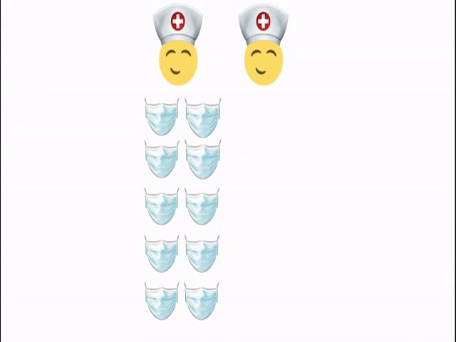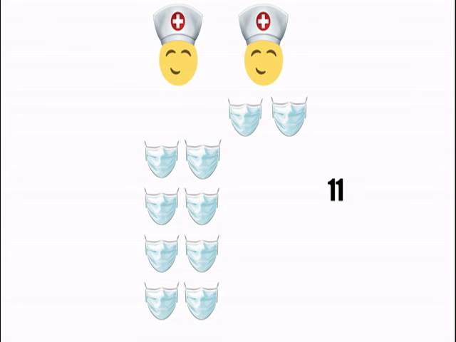We could give 10 masks to the first nurse and 0 to the second, or we could give 9 to the first and 1 to the second, or we could give 8 to the first and 2 to the second, and so on. And if we go through all the possibilities, we'll see there are 11 ways to distribute the 10 masks to 2 nurses. Let's try to look at this another way.